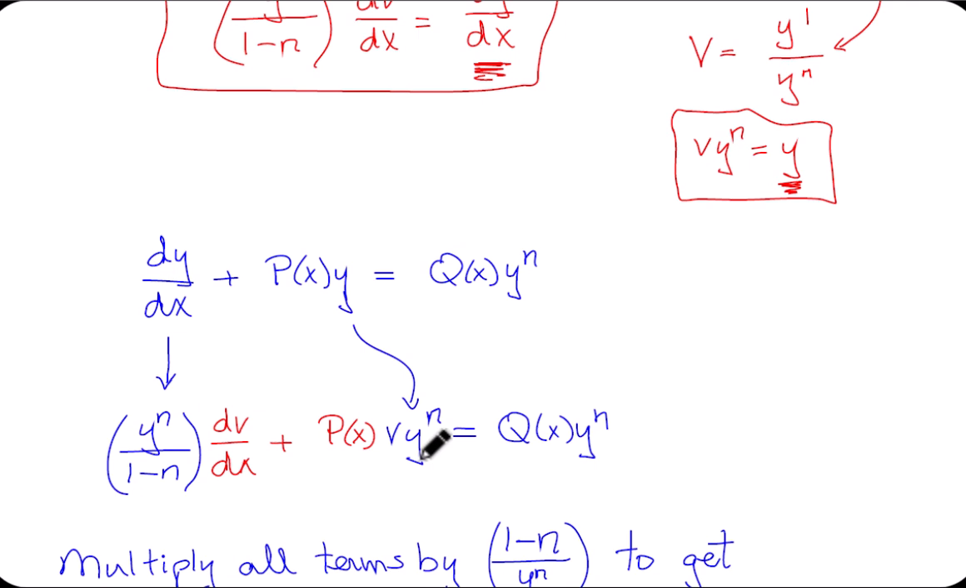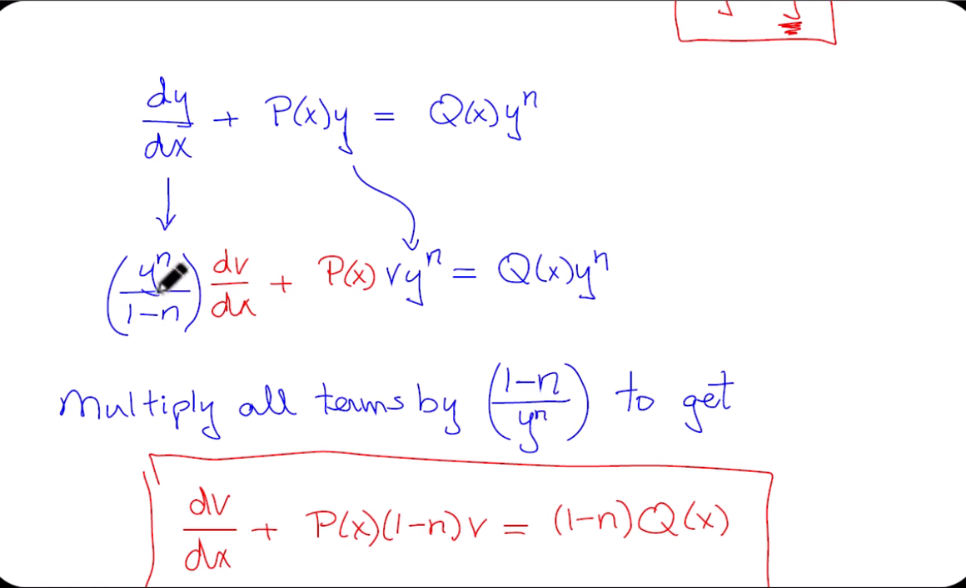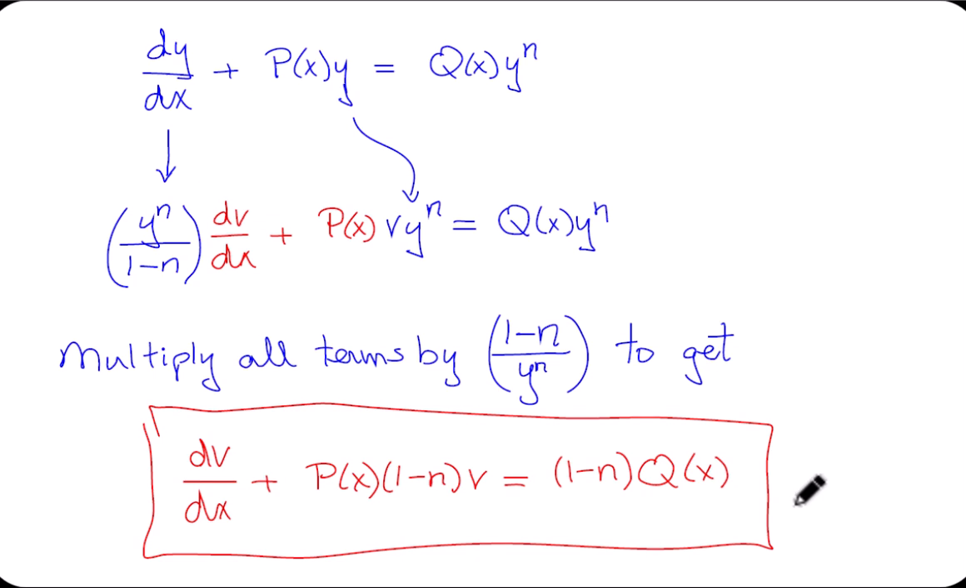All right, so that's there. Multiply both sides and all terms by this reciprocal. And so I get dv dx. Multiplying this guy in here, the y to the n goes. So the y's are gone. And on the right, the y to the n would cancel. And so we get a first order problem in terms of v that we can easily solve by our integrating factor.